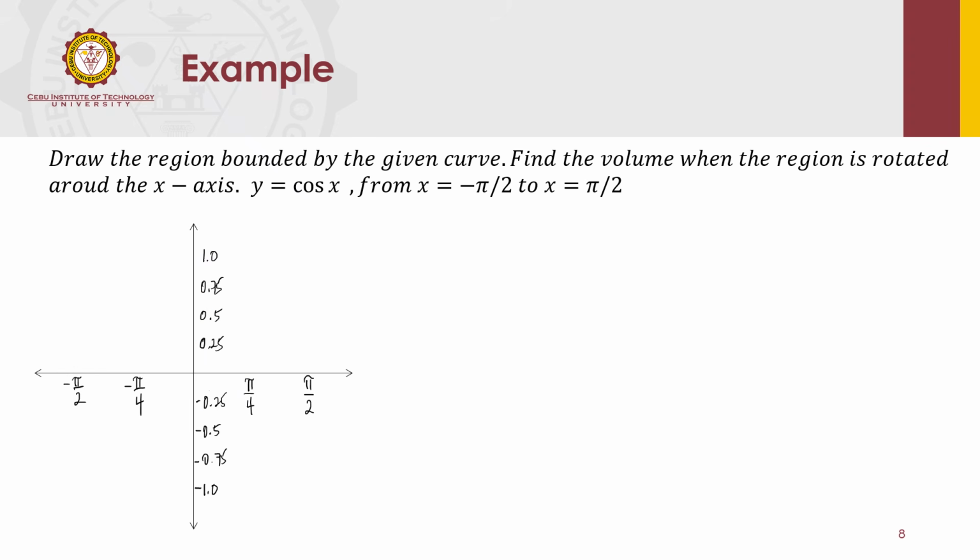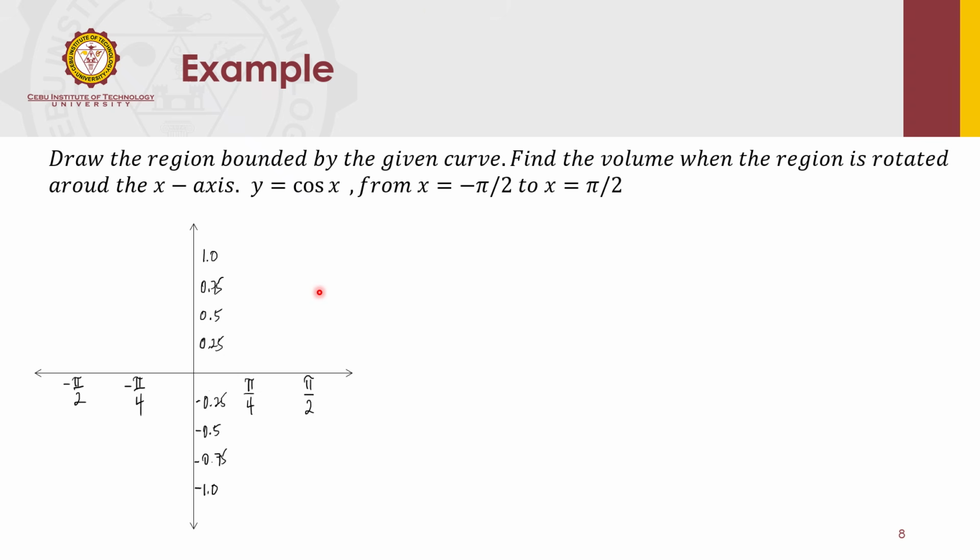So let's try a trigonometric function, y equals cosine of x, and we're going to rotate it around the x-axis, and the region or area is limited from negative pi over 2 to pi over 2. In trigonometric functions, on the x-axis we have the angles. We are using radians here since the given x values are in radians. We start with 0, then pi over 4, or that's 45 degrees, and then pi over 2, or 90 degrees. And to the left of the origin are the negative x values.